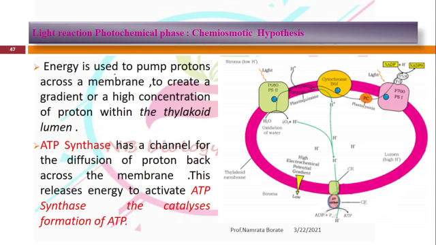That is the energy used to pump protons across the membrane. There is a high concentration of protons within the thylakoid lumen. The ATP synthase has a channel for the diffusion of protons back across the membrane, and this ATP synthetase catalyzes the formation of the ATP molecule.